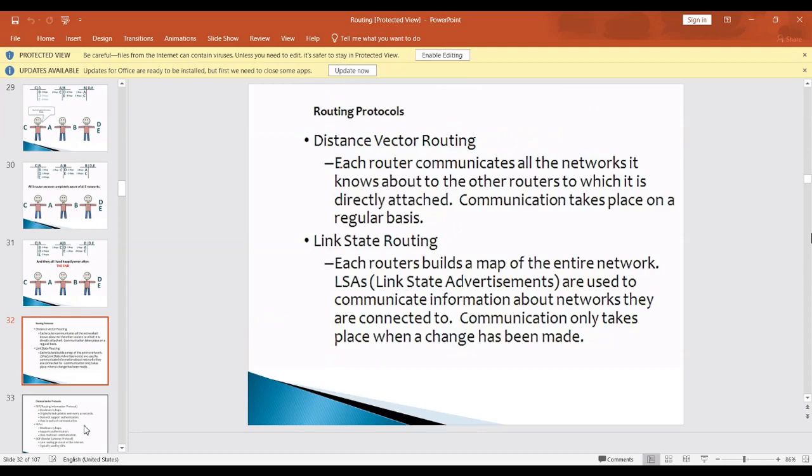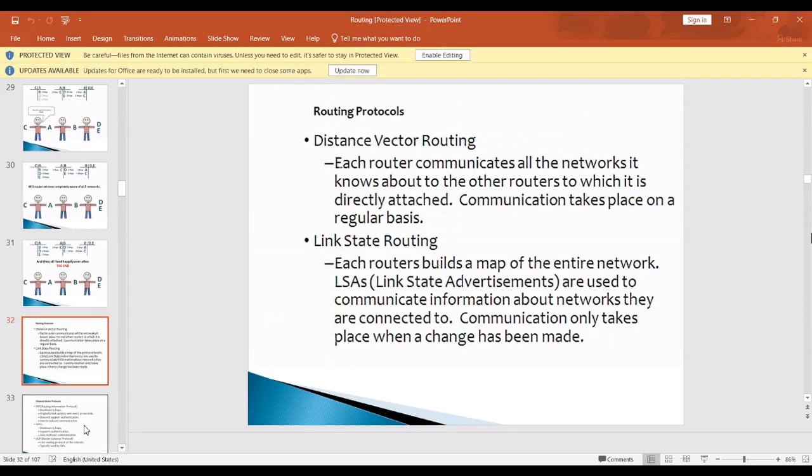So if you look at distance vector routing, each router communicates all the networks it knows about to other routers to which it is directly attached, right? And communication takes place on a regular basis. So now you know the nature of a router: always communicate with the routers, communicate all the networks it knows about, to the routers which are directly attached, on a regular basis, right?